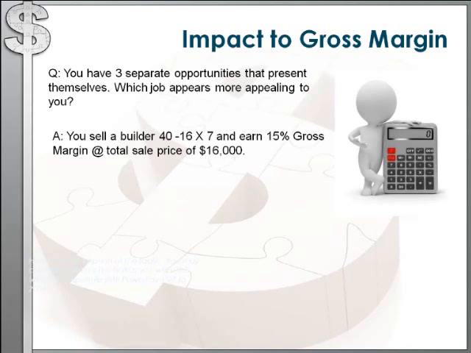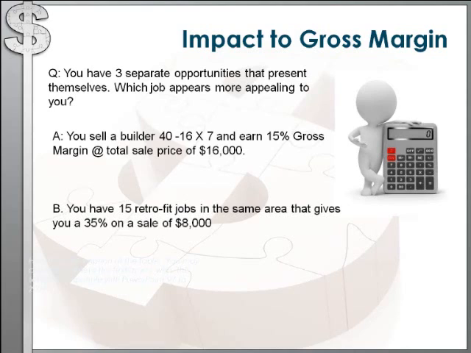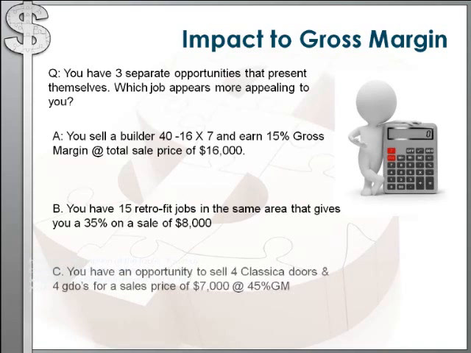If you still have your calculator and pen and paper, please try and write these numbers out here just for practice. On option B, you have 15 retrofit jobs in the same area that gives you a 35% margin on a sale of $8,000. In option C, you have an opportunity to sell 4 Classica doors and 4 garage door openers for a sale price of $7,000 at 45% gross margin.